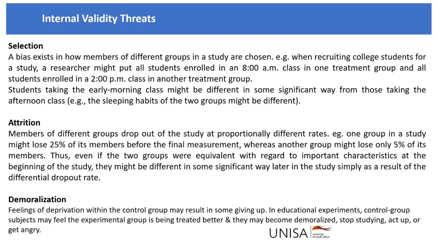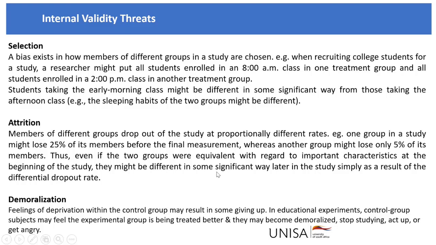So this has to do with feelings of deprivation within the control group, which may result in some people giving up. In educational experiments, for instance, control group subjects may feel the experimental group is being treated better, and they may then become demoralized. They will stop studying, they may act up or get angry because they compare themselves with that group that is receiving something and they are not receiving anything.